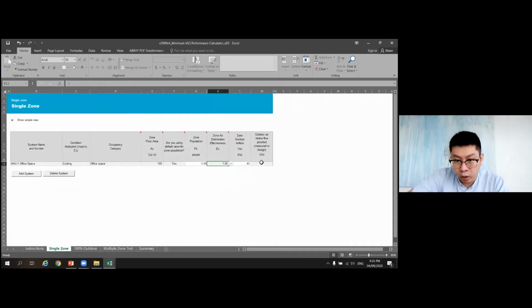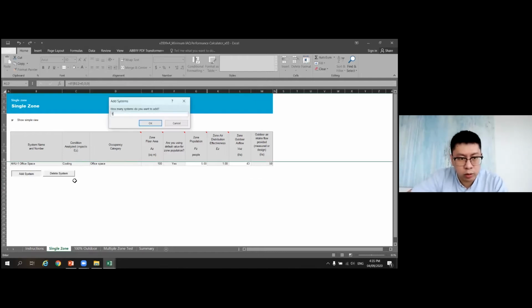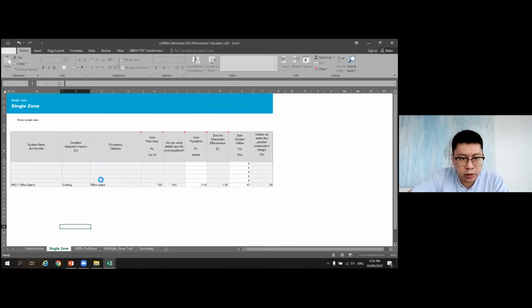So for exact we put 1. In this case, the zone outdoor airflow, which is the OA requirement, is 43 liters per second for this single zone system. If you can design more than that, you put 50. In this case, it must be more than 43. All right, that's for single zone. For single zone, you can just add on another system. Let's say you have 5 systems, you just add on another 5 systems and input accordingly.